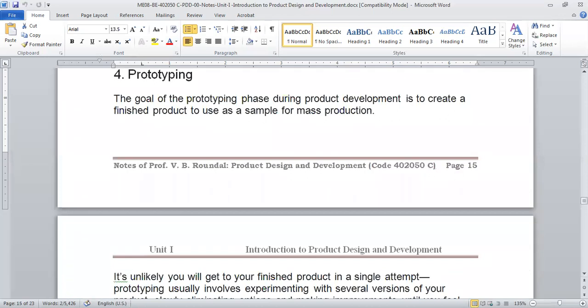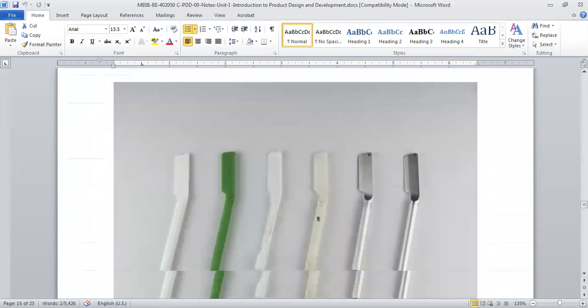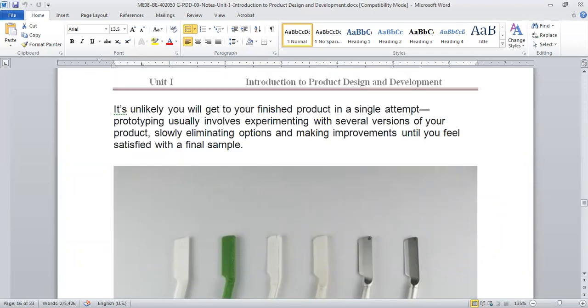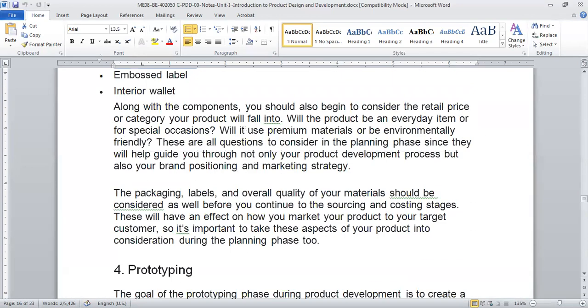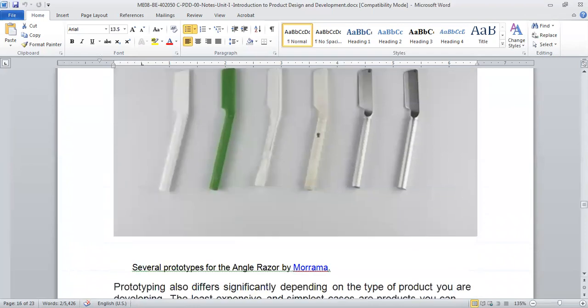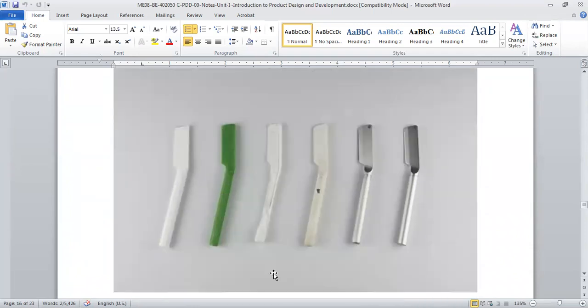Then comes the prototyping. Prototyping means you have to develop an actual prototype of your product. So once your concept is on paper, now you will try to develop it. Say for the razor, a company called Morama has prototypes in different materials.